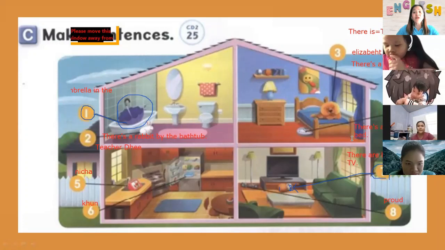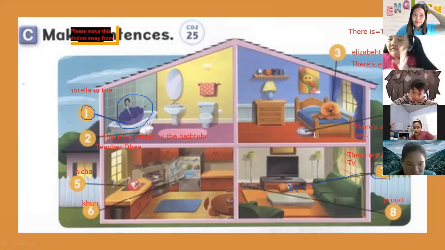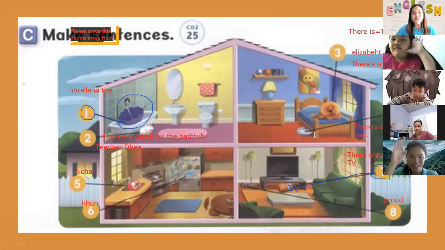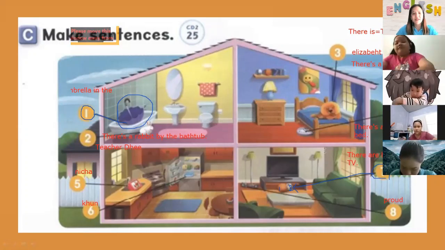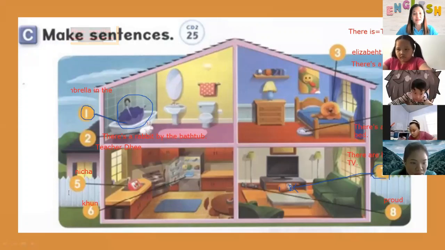Okay, very good. There is a clock under the bed. Is it really under the bed? Who said yes? Yes, it is under the bed. Okay, number five, we have Nietzsche.